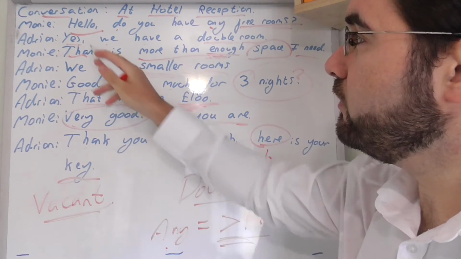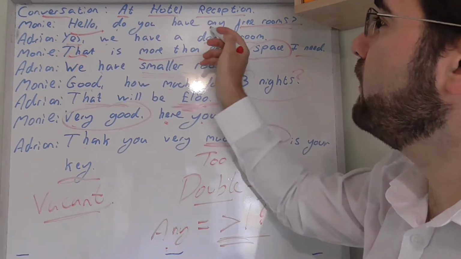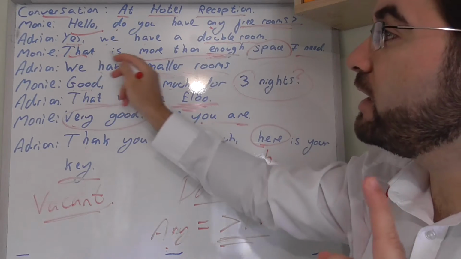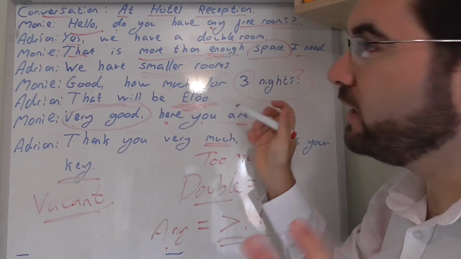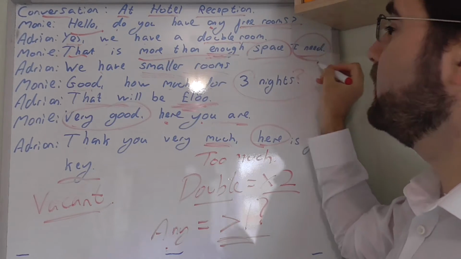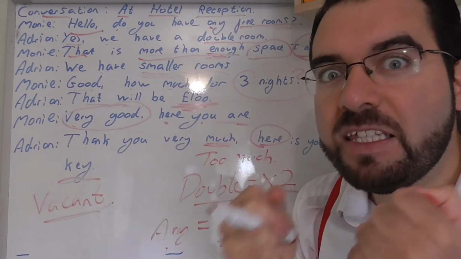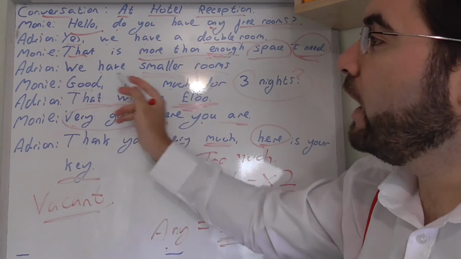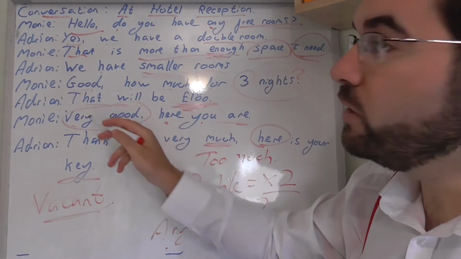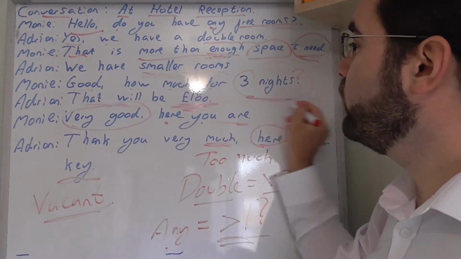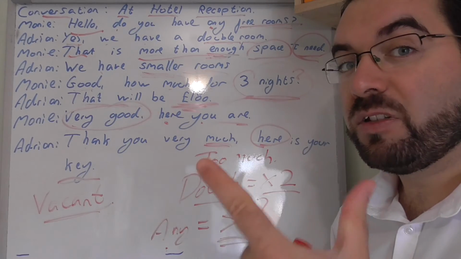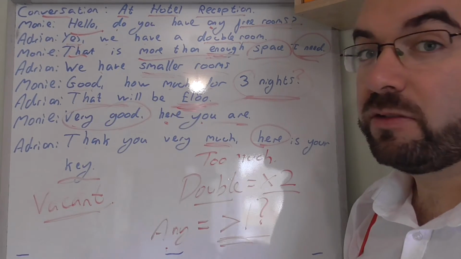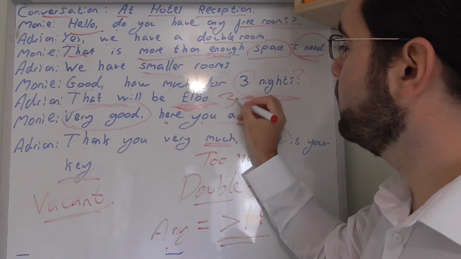Nice. So, hello, do you have any free rooms? Yes, we have a double room. That is more than enough space I need. We have smaller rooms. Good. How much for 3 nights? Monday night, Tuesday night, Wednesday night. That will be £100, so £33 a night.